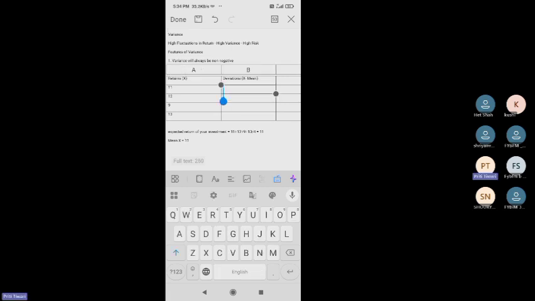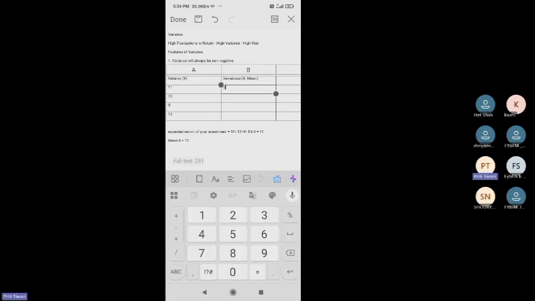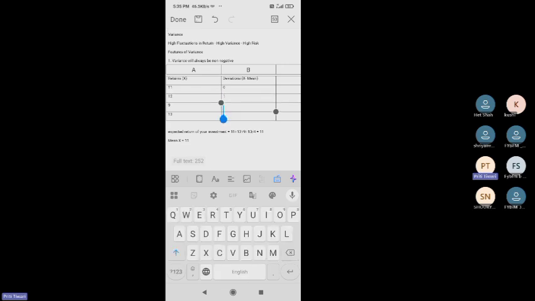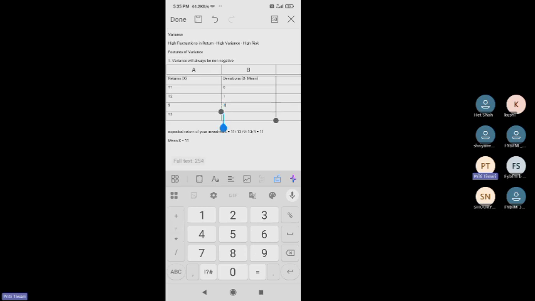Now the first column would be 11 minus 11, 0. The next is 12 minus 11, 1. The next is 9 minus 11. Tell me the answer. It will be minus 3. 13 minus 11, 2.